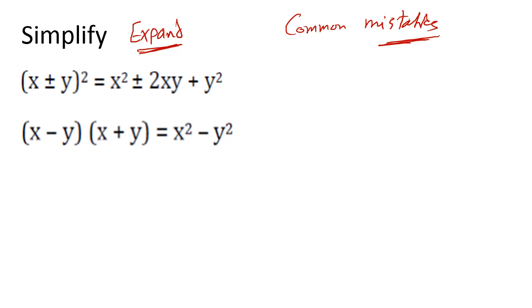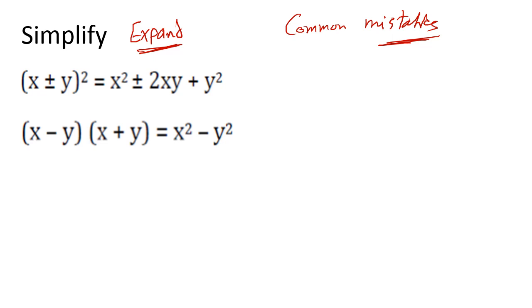Notice that any bracket to the power of 2 should give me 3 terms. Any bracket to the power of 2 gives me 3 terms. Let's see how we can simplify it. We have two methods. The first method is by writing the bracket twice, or by following this rule.